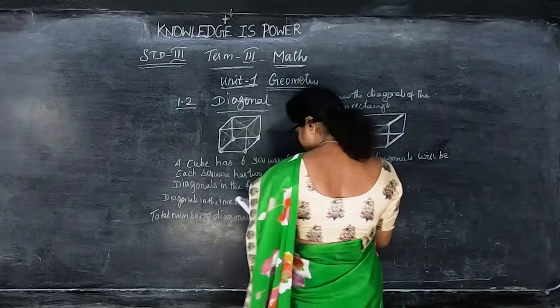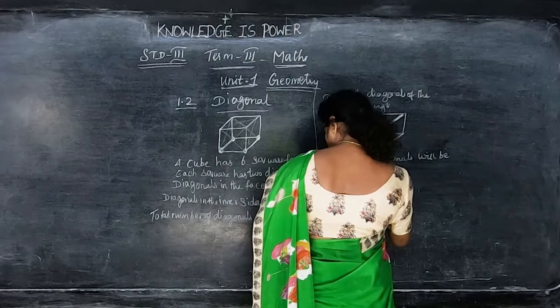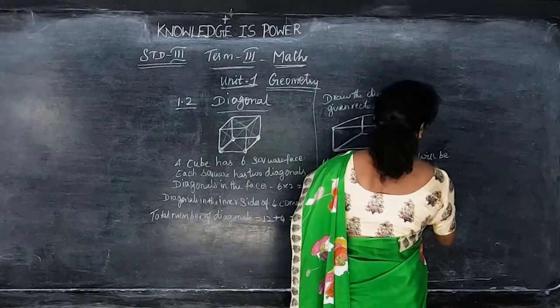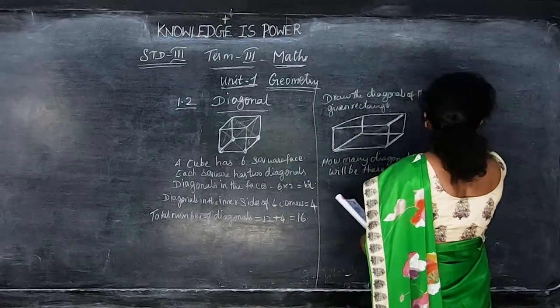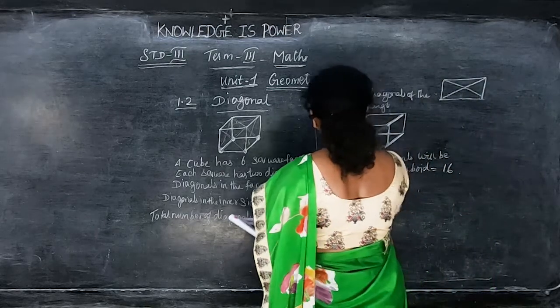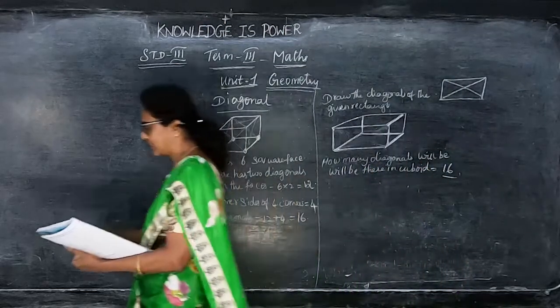So how many diagonals will be there in a cuboid? 16 diagonals. Draw the diagonals of a given rectangle. For this rectangle, you draw 2 diagonals. Next, how many diagonals will there be in a cuboid? That will be 16 diagonals.